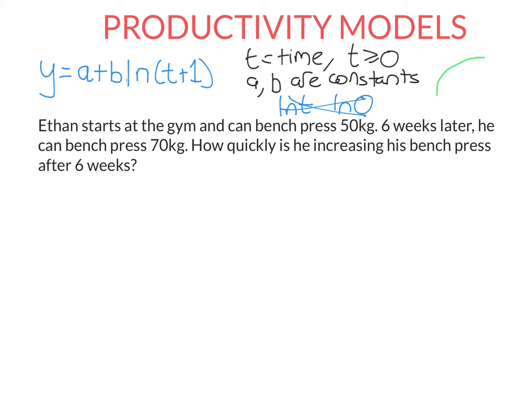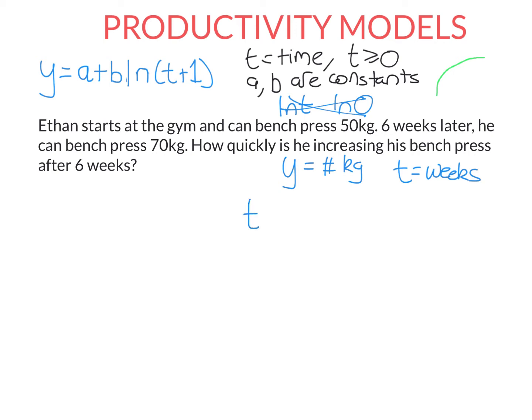So in this equation, y is going to be the number of kilograms that Ethan can bench press. t is going to be in weeks because the question was about weeks. It actually wouldn't matter if we put t in days. We'd just get a different value for b then. Okay, so let's substitute in the information.